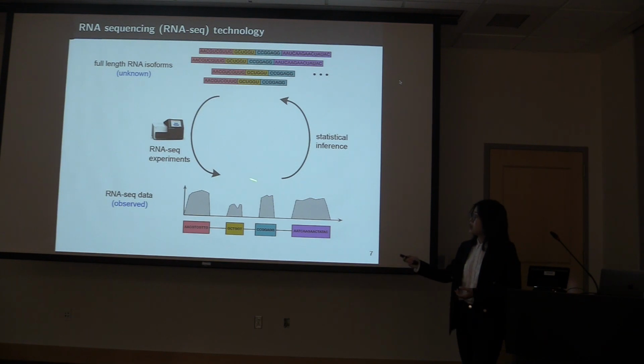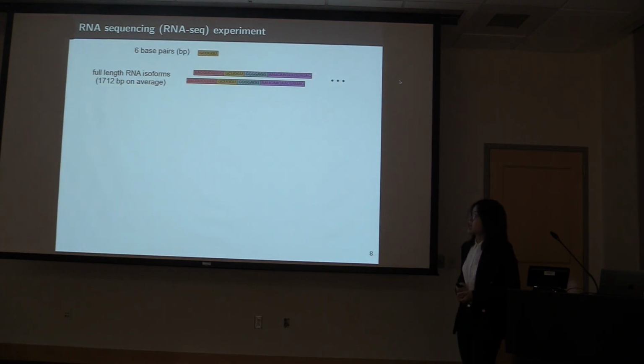The RNA-seq data are generated from the unobserved full-length RNA isoforms in RNA-seq experiments. Based on this data, we want to use statistical inference to recover the hidden RNA isoform information. In the next couple of slides, I want to briefly discuss the technical details of RNA-seq technologies because it's important for us to understand the data format. So please bear with me if you're already familiar with this technology.